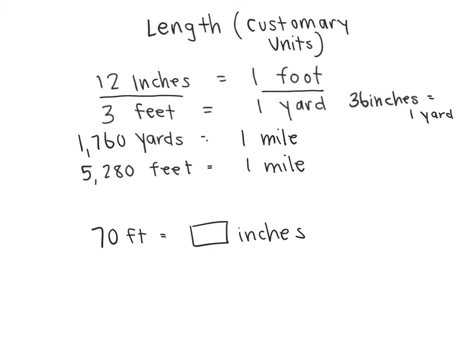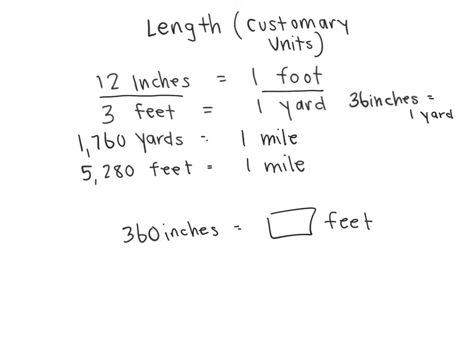So I have to figure out how many inches are in 1 foot. 12. So that means I'm going to do 70 times 12. And I should know to hide my 0 and do 7 times 12. I'll pretend it's not there. 7 times 12 is 84. And I'm going to add the 0 on the end. So I should need 840 inches to make 70 feet.